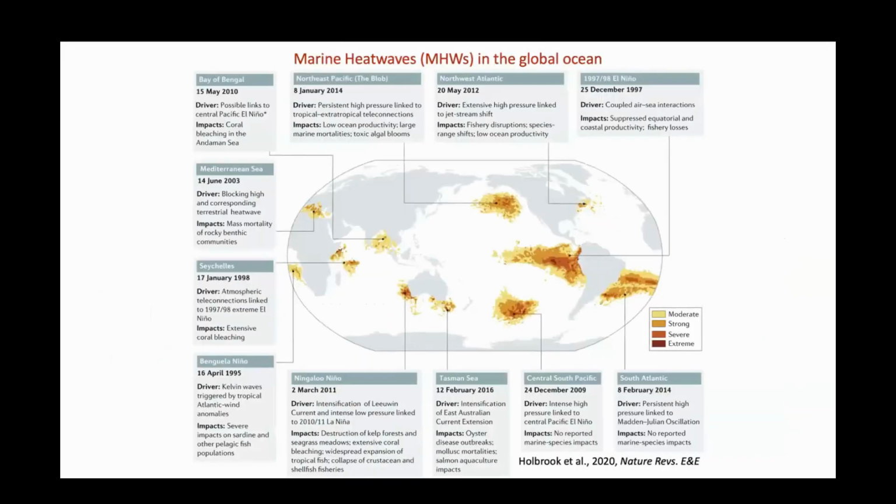So marine heat waves happen everywhere in the globe. They can be more resistant or less resistant. Some of them last a few months, some of them last a few years. The first marine heat wave in the Northeast Pacific was called the blob event, and it lasted for over 2 years. So 2 winters were really impacted by these heat waves.